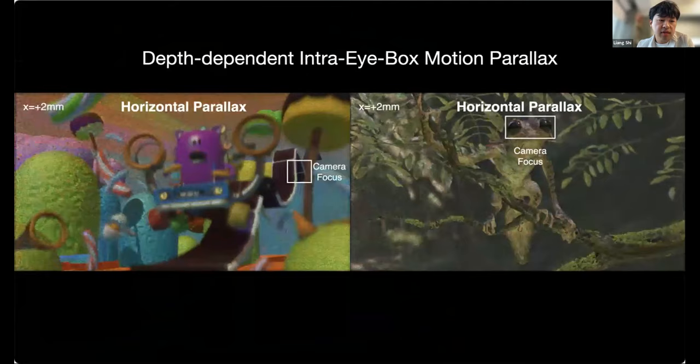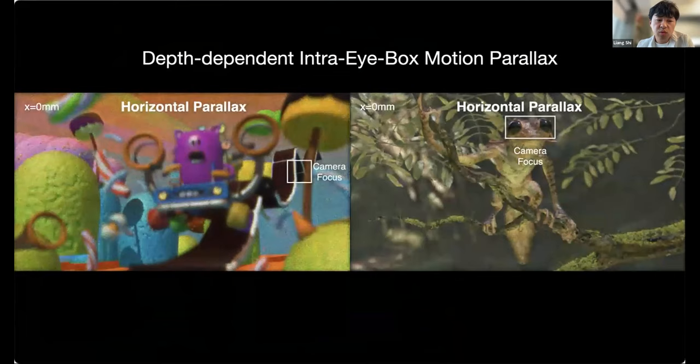This iBox motion parallax is a critical focus cue for human 3D vision perception, and was previously not possible to properly capture or observe due to low image quality at eccentric pupil locations. This result concludes the content I want to share with you today.